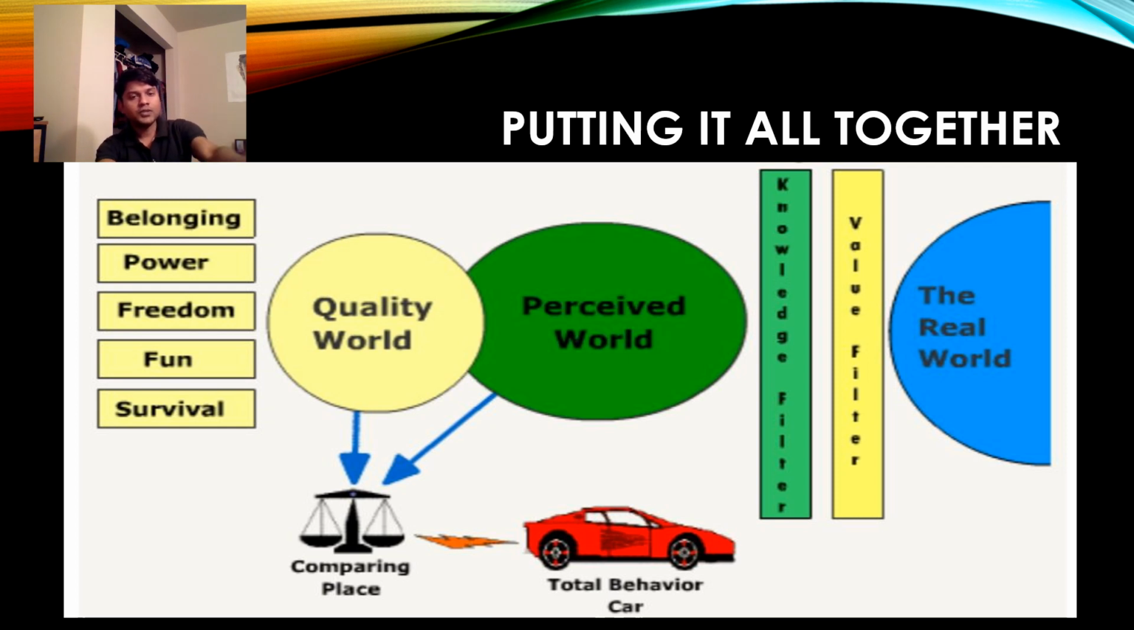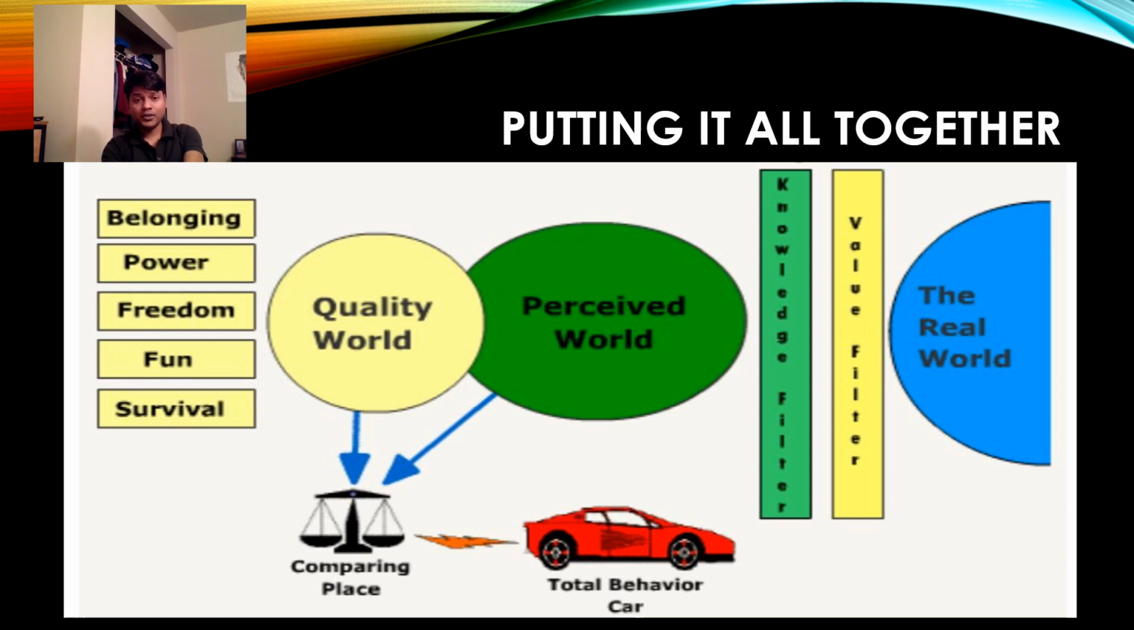And on the other side, you can see our five core human needs. As we already discussed, all humans have five core needs, and to fulfill those needs, we all have our own unique way of fulfilling them. This unique way of fulfilling those needs is called the quality world. Now, the quality world is part of our perceived world, how we perceive the world. So it is a kind of subset of how we perceive the world.